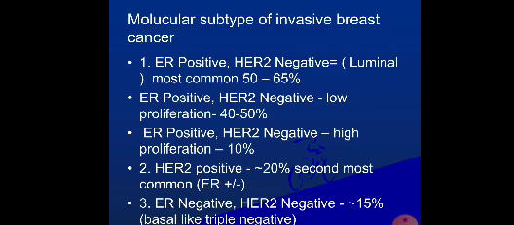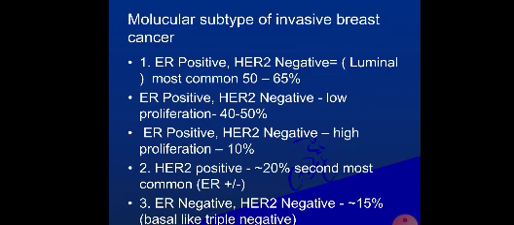Molecular subtype of invasive carcinoma. We advise the patient ER/PR receptor and HER2 receptor tests. Why do we advise? Now we can assign a molecular subtype to this cancer on the basis of ER/PR and HER2. If a patient has ER positive and HER2 negative, this is known as the luminal type of cancer, the most common, 50 to 65%.